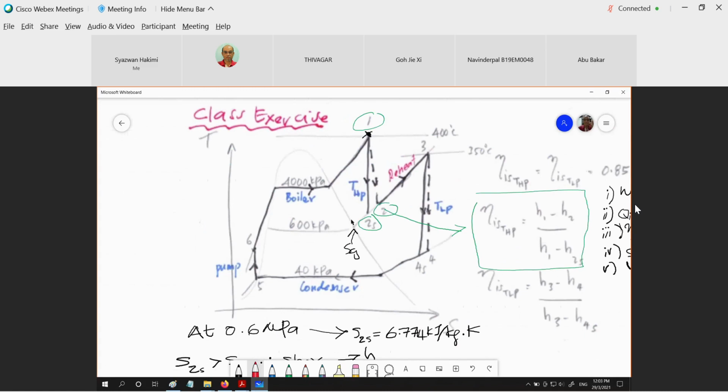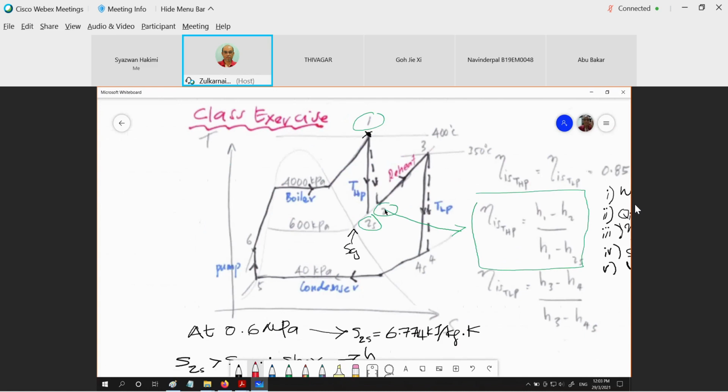Can 2 be a mixture? What do you think? Now you have gotten that 2S is superheated vapor. Then 2 should be to the right of 2S because of the principle of entropy generation.